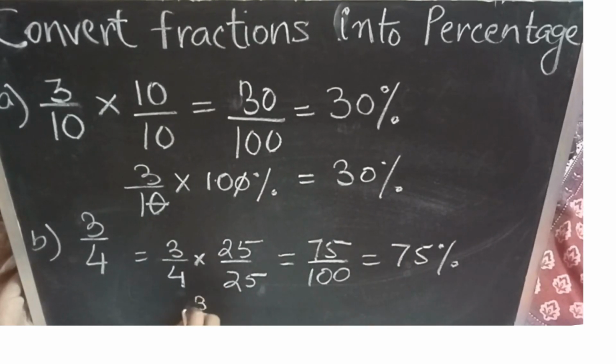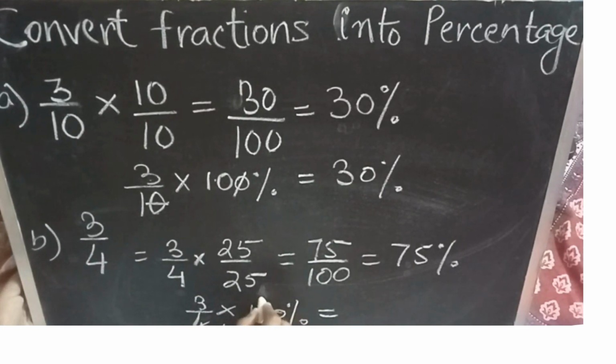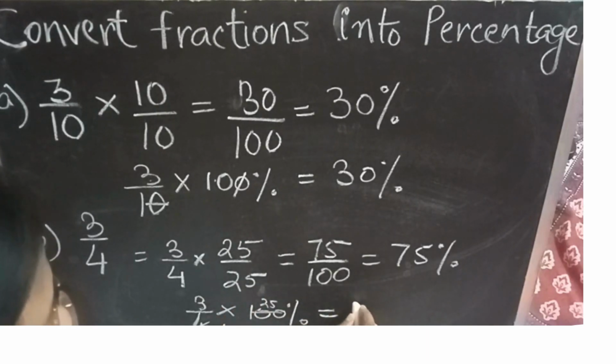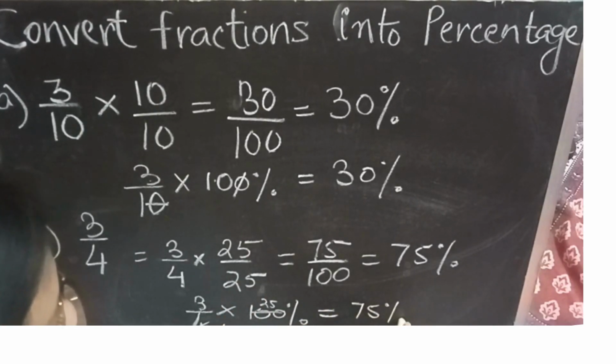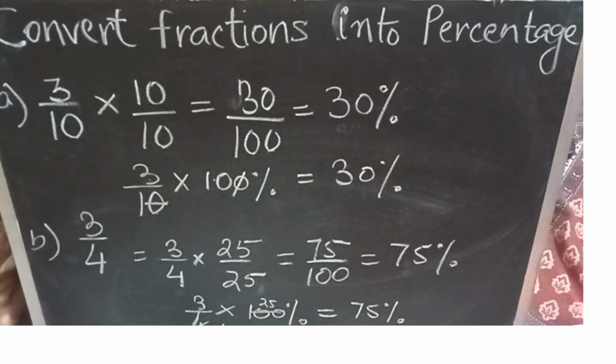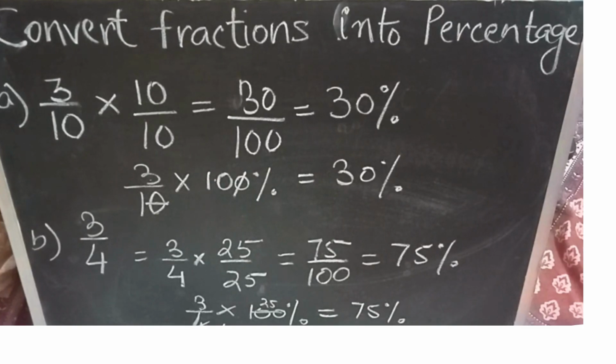Another method is to directly multiply by 100%. So 4 ones are 4, 25s are, 3 25s is 75%. So these are the two methods of converting fractions into percentage.